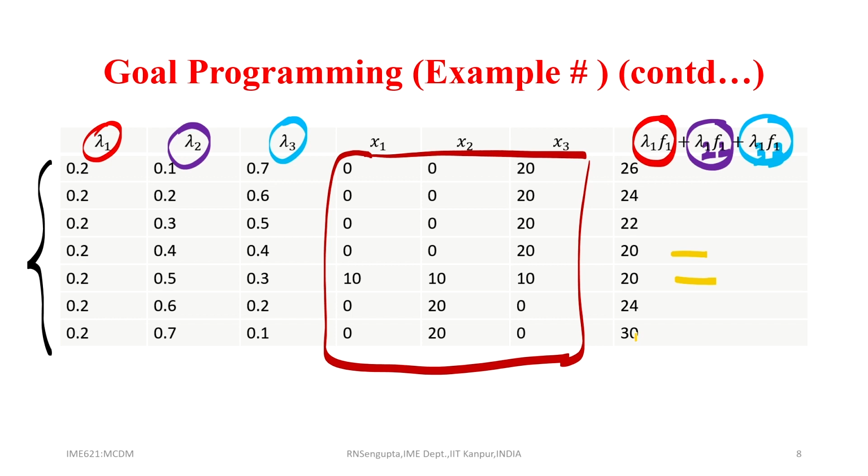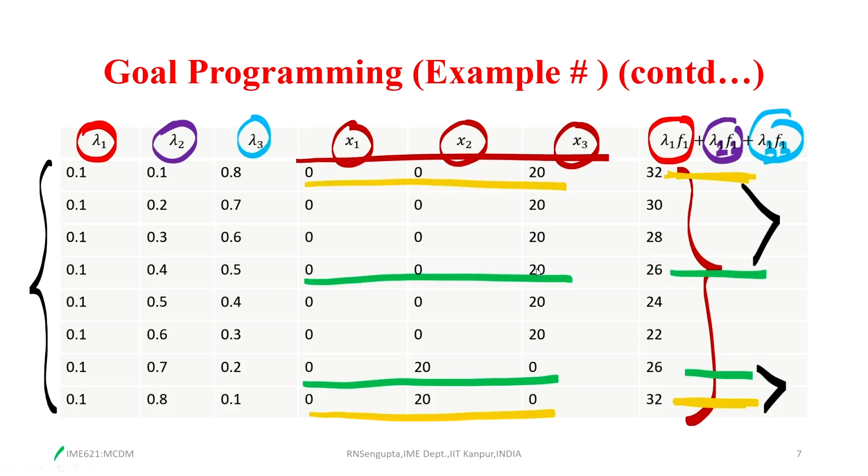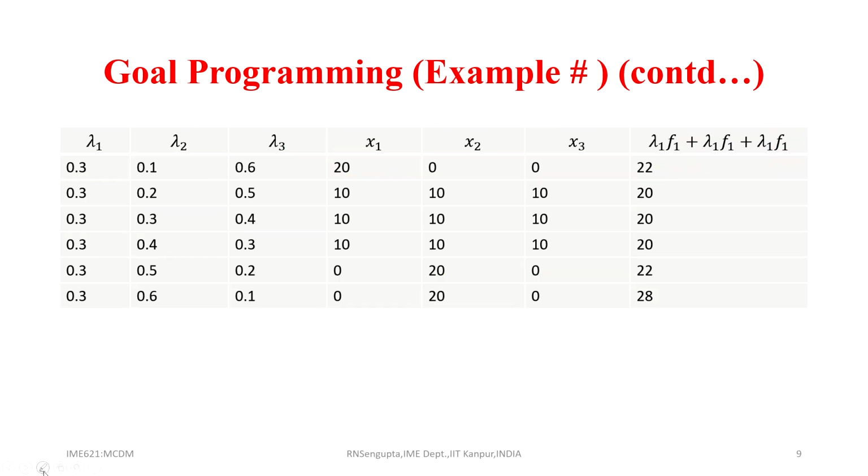Similarly, if I consider this 30 here, which you already considered earlier, it was 0, 20, 0, and the 30 value here was basically 0, 0, 20. So again you will have the same decision variable outputs, but the objective functions are different because of the lambda values we have. So these are lambda 1 f 1, again I will highlight that, lambda 2 f 2, lambda 3 f 3.